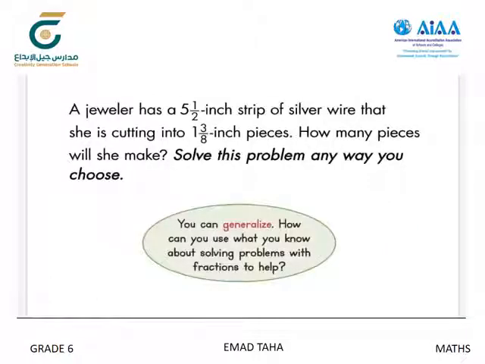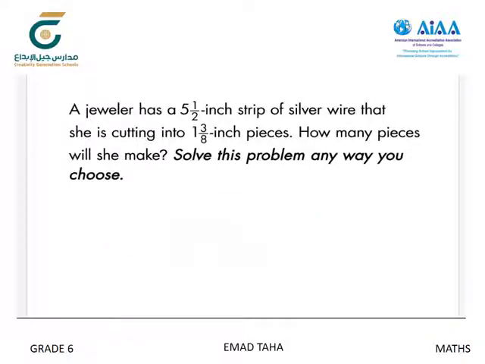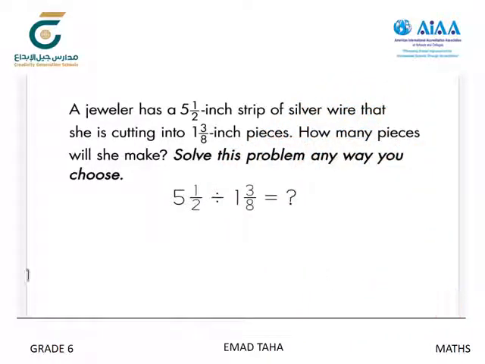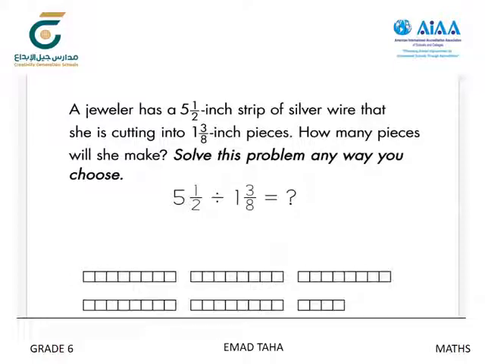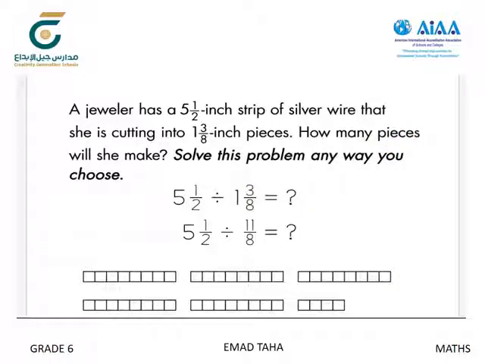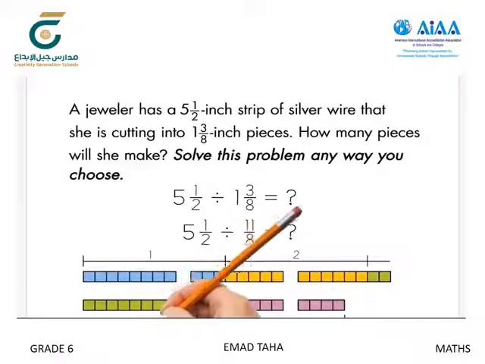This problem is key because it involves dividing mixed numbers. Students are prompted to use what they know about solving problems with fractions to find the answer. Listen and look for students who use a model to solve this problem. First, they represent 5 1/2 inches using fraction strips for eighths. Then, they rewrite the divisor 1 3/8 as the fraction 11/8. Finally, they count the groups of 11/8 in 5 1/2. Since there are 4 groups, they have found that the jeweler will make 4 pieces.